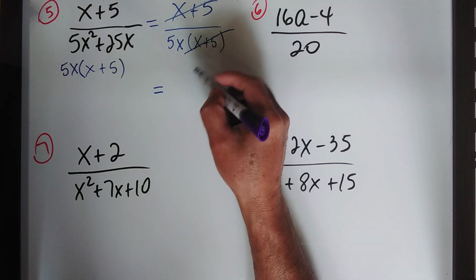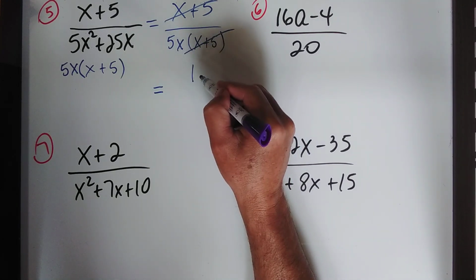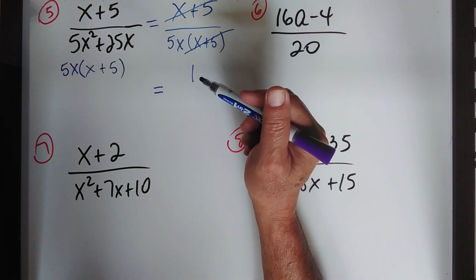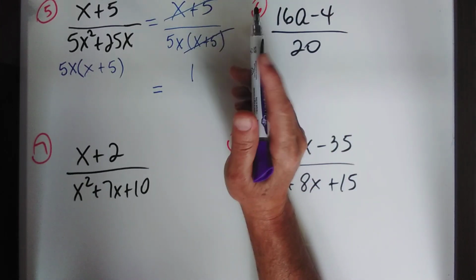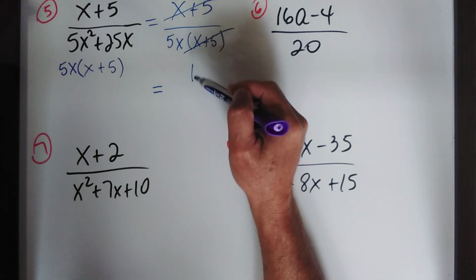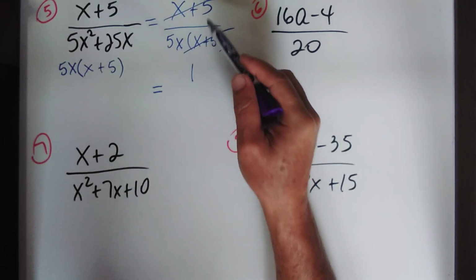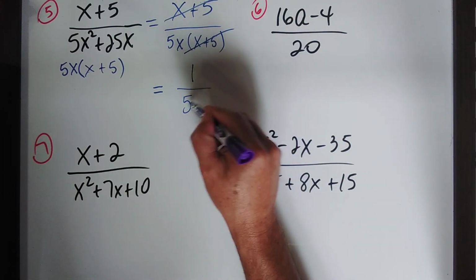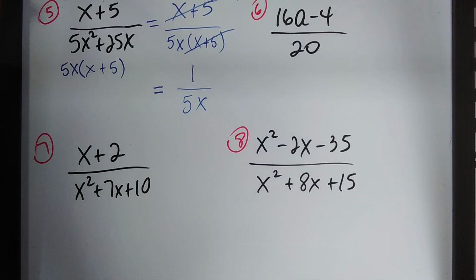So how would you write this down as an answer? There's nothing left on top, so you need to put a 1 on top, right? If there's nothing left on the bottom, then you don't care. I mean, you could leave nothing on the bottom in the denominator, but when it comes to the numerator, there's nothing else left. You have to put a 1 there, and then over 5x. So this will be my answer.